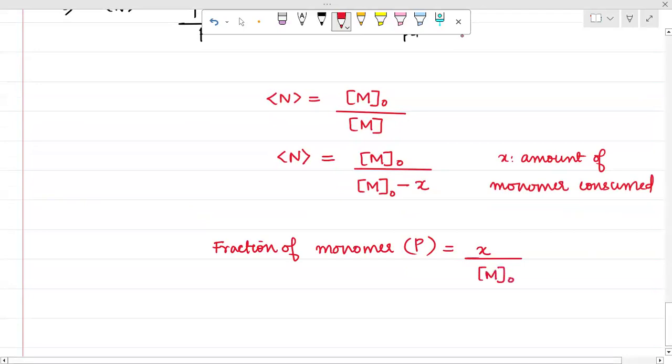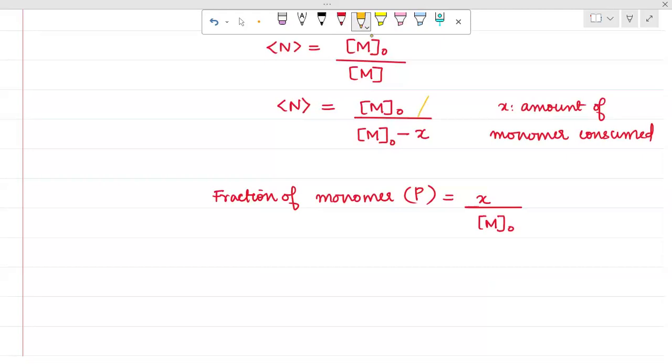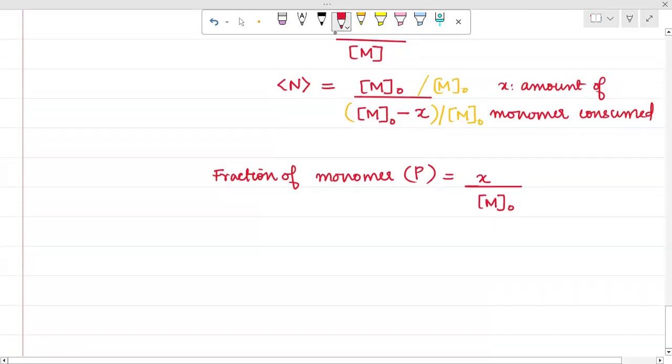This is a fraction. So you have to bring this term, X by m naught, is what you need. So how do you bring that? Very simple. You divide the numerator and the denominator with m naught. So what do you get? Degree of polymerization is equal to 1 by (1 minus x by m naught). And that's what you want, 1 by 1 minus P.